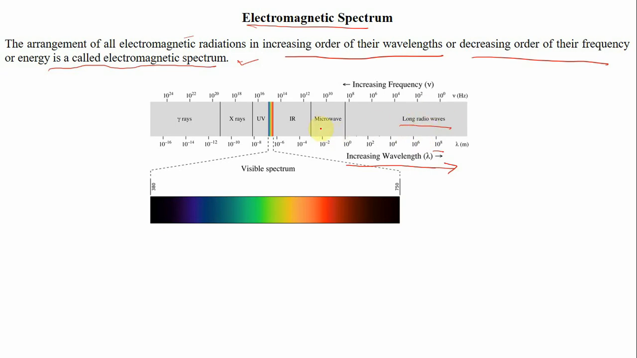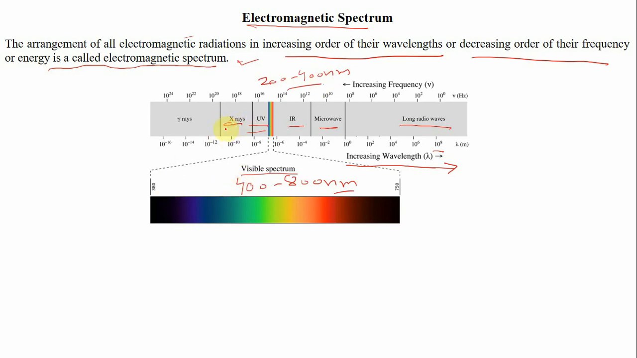Then you have microwaves, then infrared radiations, then the visible spectrum. Now the visible spectrum normally lies between 400 to 800 nanometer. So this is the range of visible light, 400 to 800 nanometer. And to the left side of this visible spectrum, you have UV radiations. These UV radiations have more energy as compared to visible light. And this UV radiation falls between 200 to 400 nanometer. The wavelength of these UV radiations is between 200 to 400 nanometer.